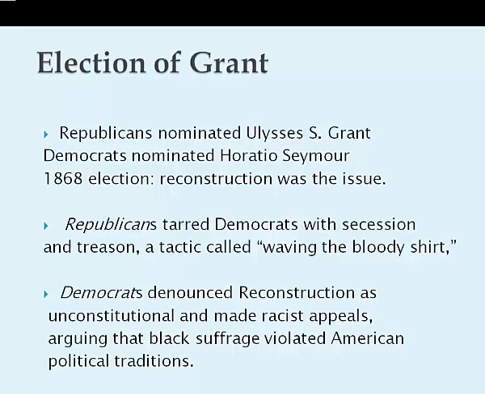Republicans nominated Ulysses S. Grant for president to run against Horatio Seymour, the Democratic candidate and former New York governor, in the 1868 election. You see, the sitting president was not nominated to run again. And Reconstruction was the issue of the election. Republicans tarred the Democrats with secession and treason, a tactic called waving the bloody shirt, while Democrats denounced Reconstruction as unconstitutional and made racist appeals, arguing that black suffrage violated the American political system.